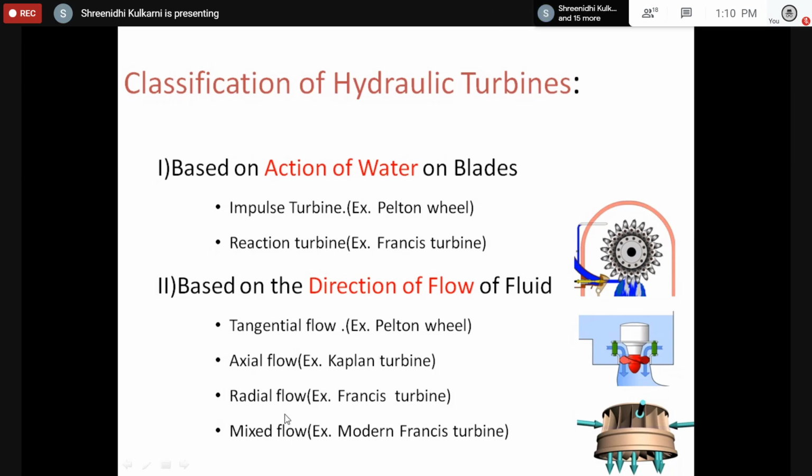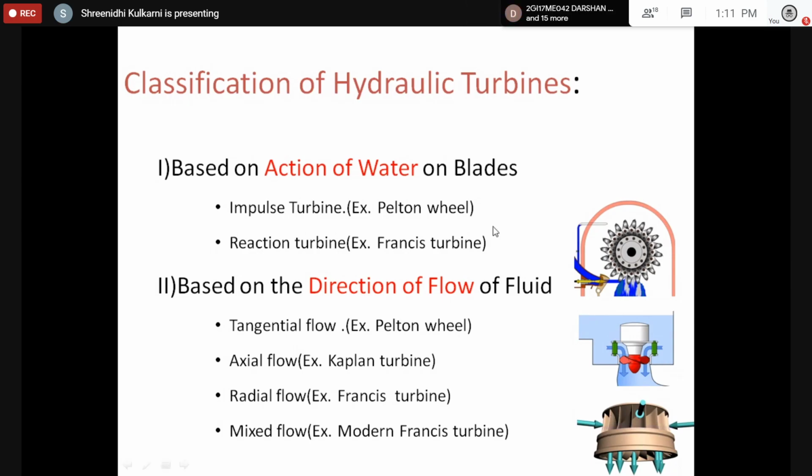Next is radial flow. Radial is perpendicular to the rotation of the shaft. Suppose the shaft is rotating horizontally or vertically, and the fluid enters perpendicular to that axis. Such type of flow we call a radial flow type. Example, Francis turbine. In the third diagram you can see the Francis turbine.